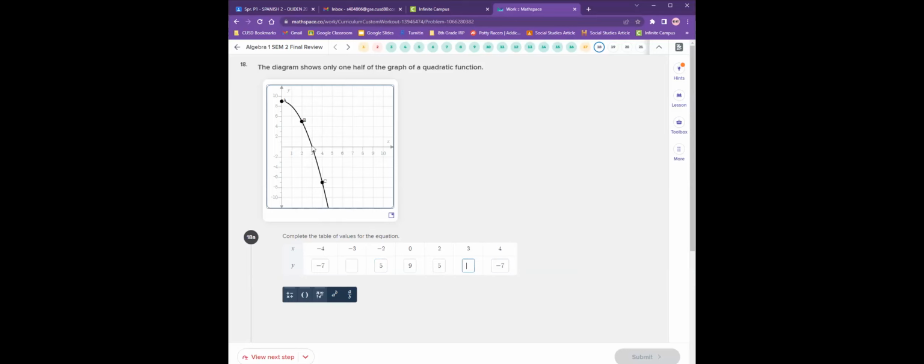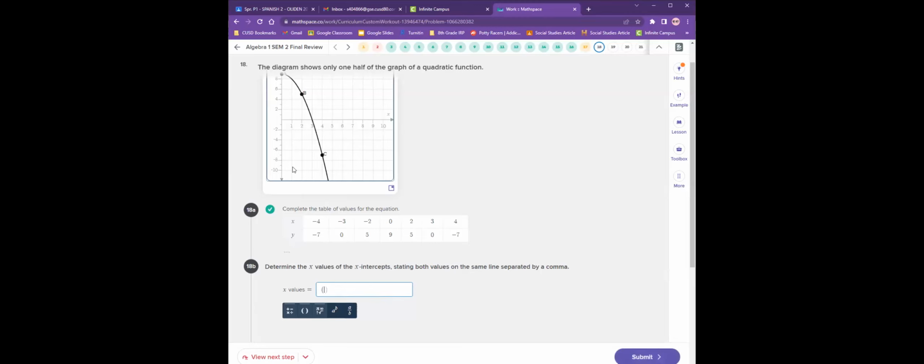Determine the x values of the x-intercepts. So it's asking where does it cross the x-axis? It comes from the table, wherever y is 0. Where do you see y equal to 0? It's 3, 0. It does not want an ordered pair this time, it just wants the points. So 3 and then -3.